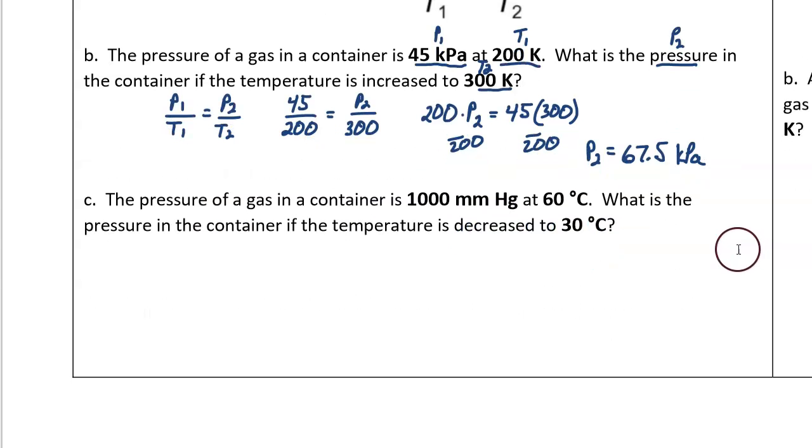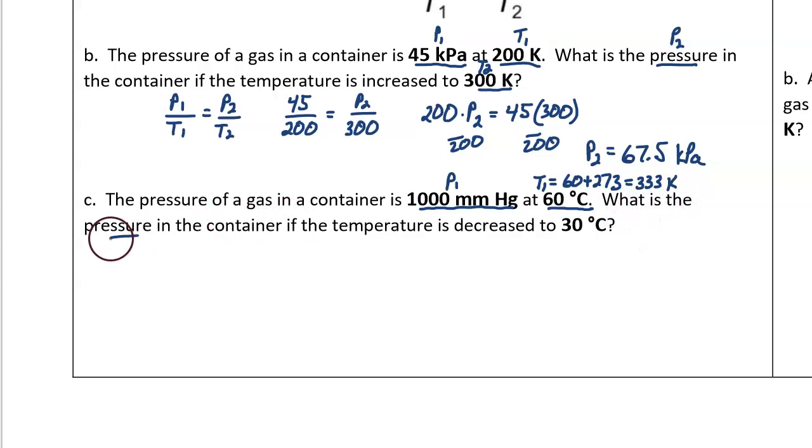Now question C. The pressure of a gas in a container is 1,000 millimeters of mercury, so that's pressure number one. At this temperature, 60 degrees Celsius. This isn't directly the T1, but it can be used to get the T1. You have to change to Kelvin, so 60 plus 273. That makes 333 Kelvin.